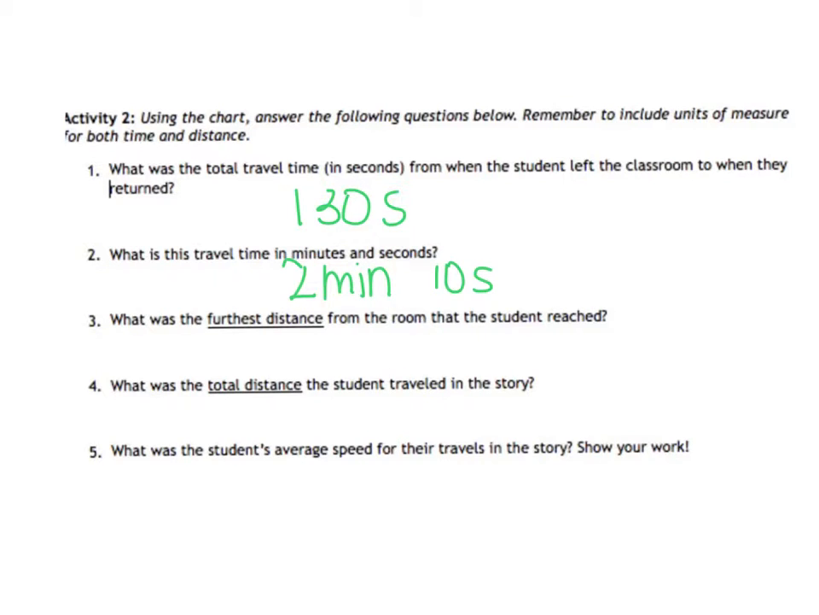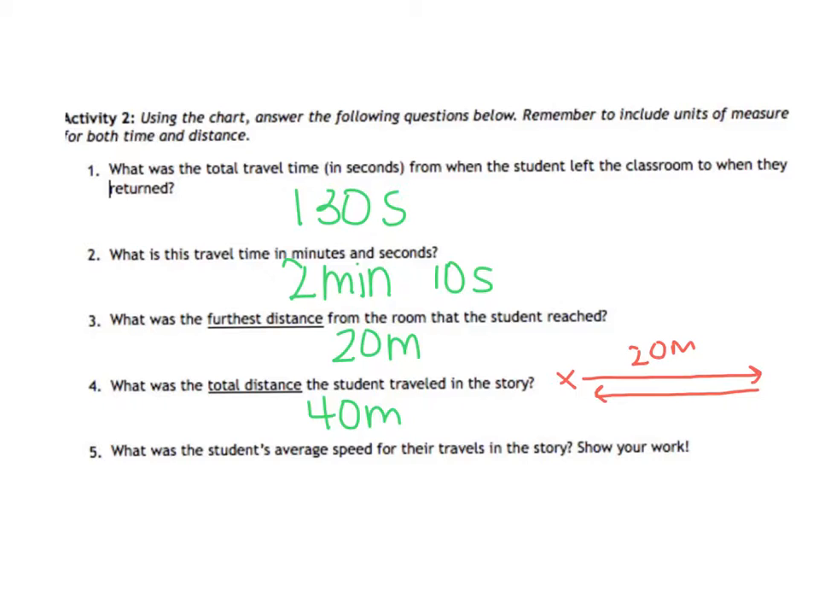so that means converting 130 seconds is 2 minutes and 10 seconds. Next it says, what was the furthest distance from the room that the student reached? Well, the farthest point that Tommy ever got was 20 meters away. Then it says, what was the total distance that the student traveled in the story? Well, if Tommy started somewhere and walked to a point 20 meters away and then returned back to the starting point, that means he walked 20 meters there and 20 meters back. That means the total distance that he traveled was 40 meters.